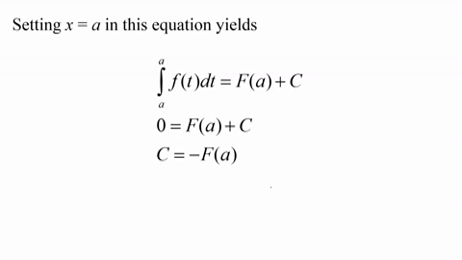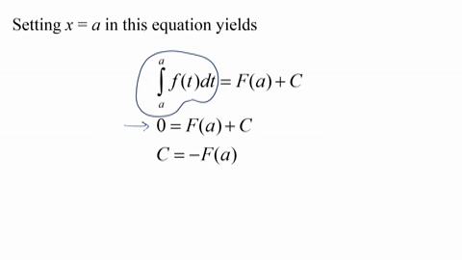Now let's set x equal to a in our previous equation, and we get the following. The definite integral from a to a of f of t dt would equal F of a, the antiderivative of f evaluated at a, plus some constant. And this was property number 2, the 0 property. Since we're evaluating from a to a of f of t dt, that turns out to be 0. So we have 0 equals F of a plus c. Therefore, the c value must equal the opposite of capital F of a.